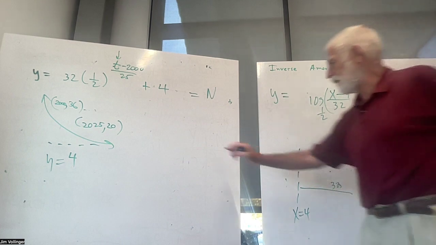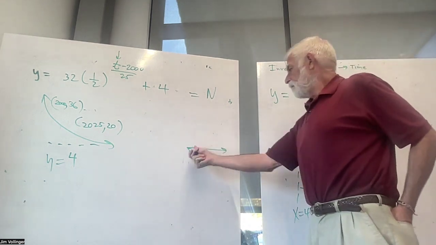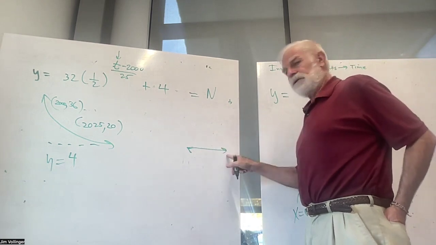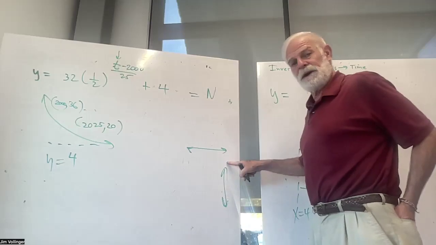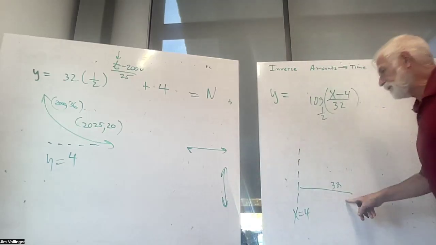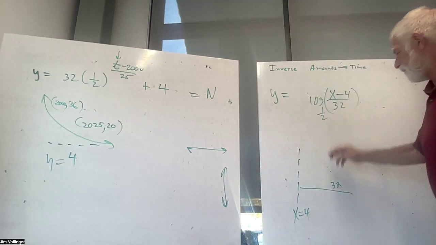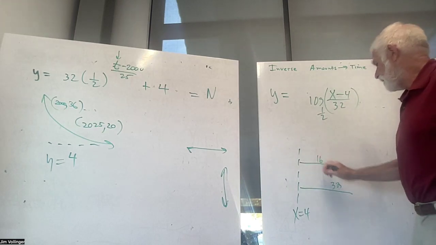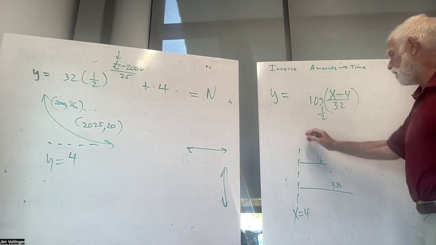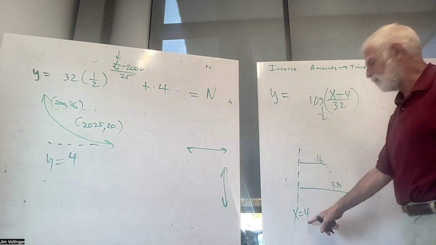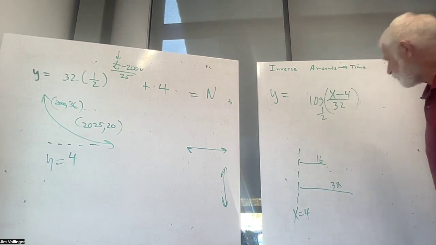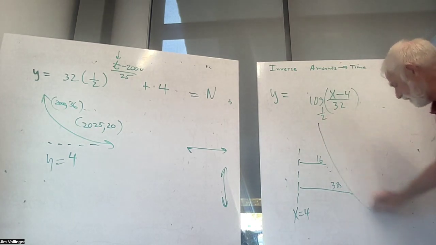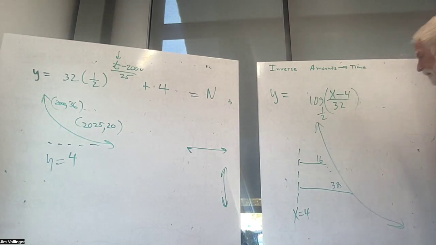Why am I doing it? Because when we read the x-axis, we read from left to right, smaller to bigger. And on the y-axis, smaller to bigger. Okay, so 32 goes here. And then the next one is half of 32, which is 16. The next one would be 8, 4, 2, 1. I'm getting closer and closer to the number 4, asymptotic behavior. So I've got my graph that looks like that.